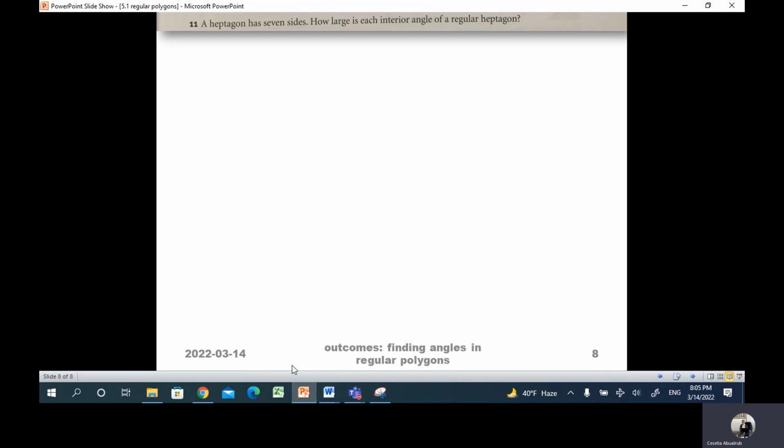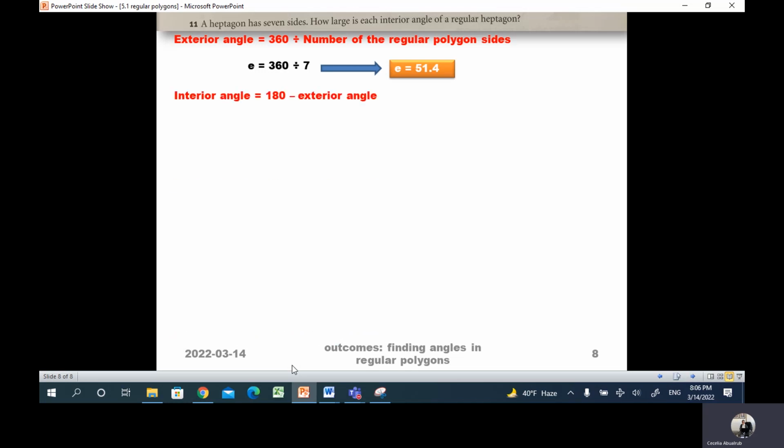Okay, let's apply these 2 rules here. So E is equal to 360 over N, which is 360 over 7. So we substitute the 7 and accordingly the exterior angle is 51.4. Then we're going to use the second formula, I is equal to 180 minus E. So let's substitute E as 51.4. So the interior angle will come down to 128.6.